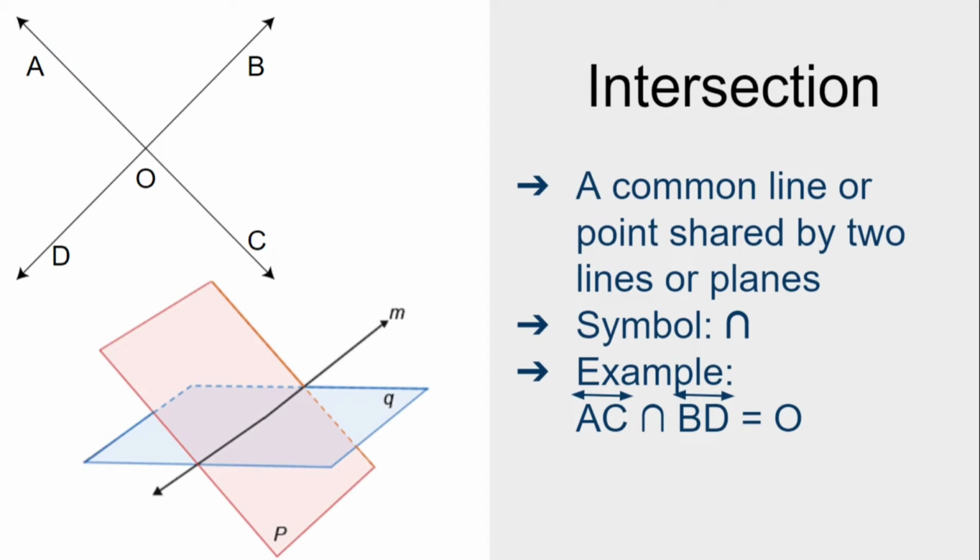Intersection, on the other hand, is a common line or point shared by two lines or planes. Here we have line AC and line DB, and they intersect at point O. Therefore, the intersection point is O. Also, in the second image, plane Q and plane P intersect at line M. The symbol for intersection is similar to the union symbol, except it's flipped upside down.